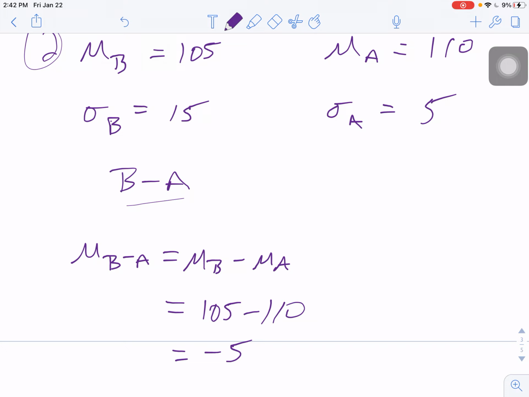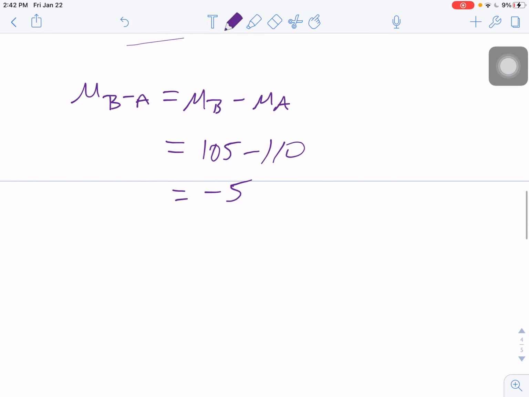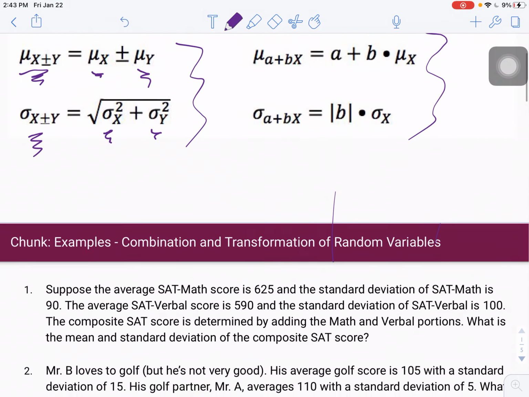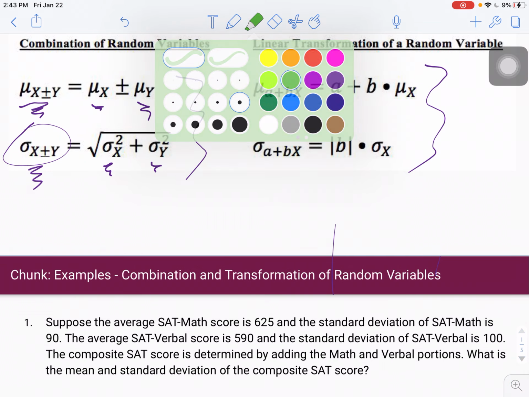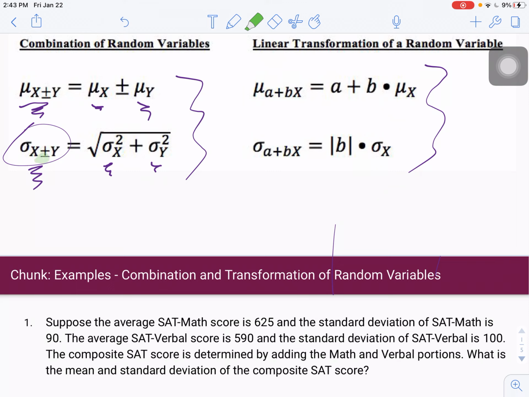A. So he usually wins by about 5 strokes. That's the typical value. Now what we need to do is figure out our standard deviation of B minus A. If we go back up to the formulas, I see a plus or minus sign for the mean formula, but I don't see a minus sign for the standard deviation formula, and that's intentional. Even if you're subtracting random variables, you're still going to add the squared standard deviations, or add the variances, and then square root.